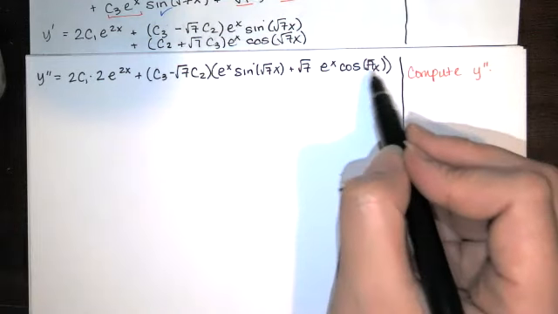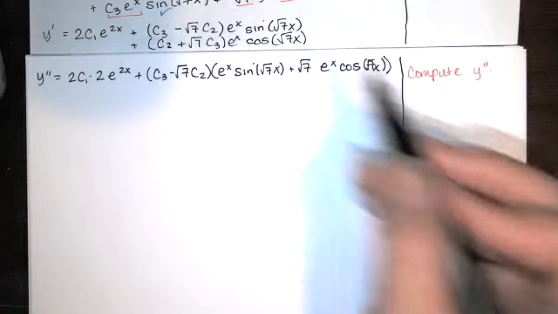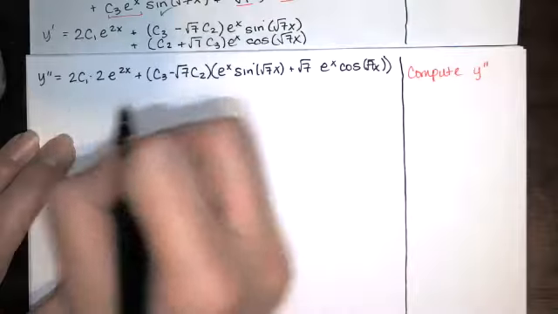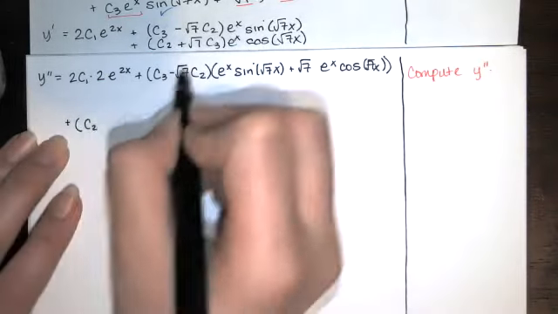Now, it's a little bit hard to tell what I wrote there. That's a square root of 7 times the x, and the x is not under the radical. Okay, so that's that. And I'm going to leave some space because I'm going to distribute a little bit. And then we'll have this constant.